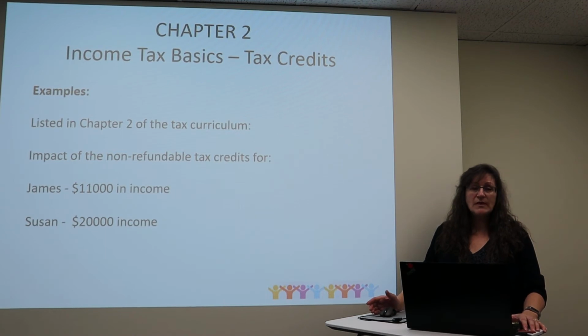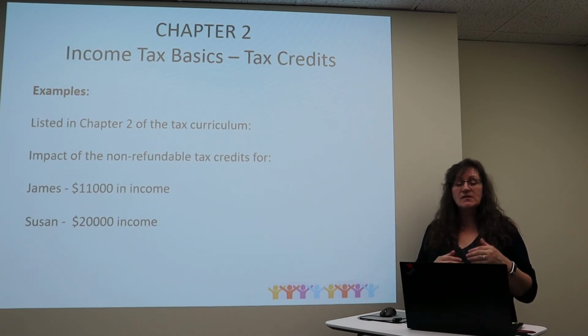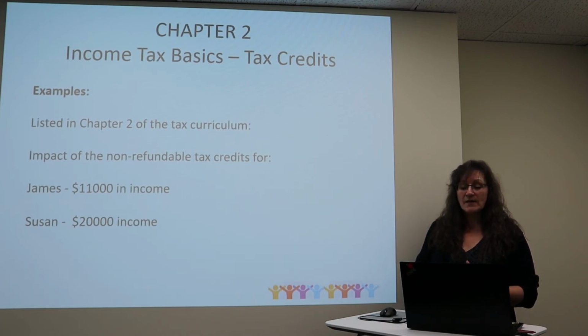And this example is using the scenarios of James and Susan and how their eligibility for a disability tax credit on their returns makes a significant difference to one over the other, and why exactly is that the case. So I'll have you turn to that in your curriculum. It's on the 5th page of Chapter 2 in a box that has an orange or peach colored background.